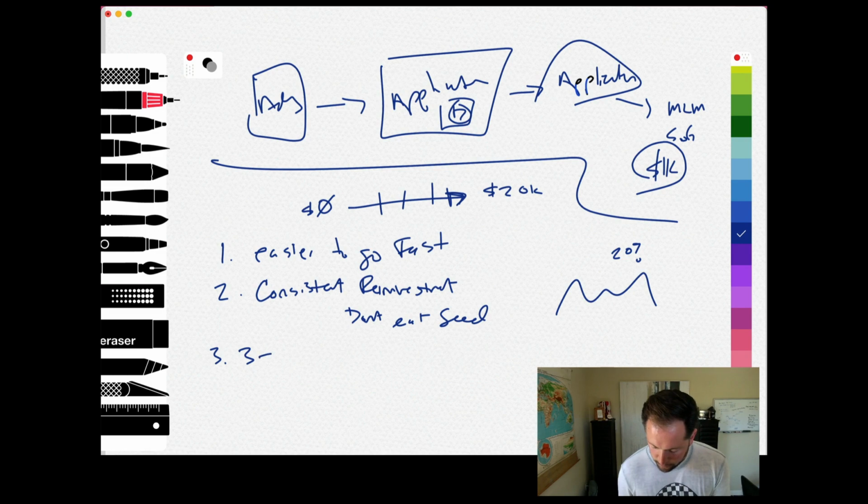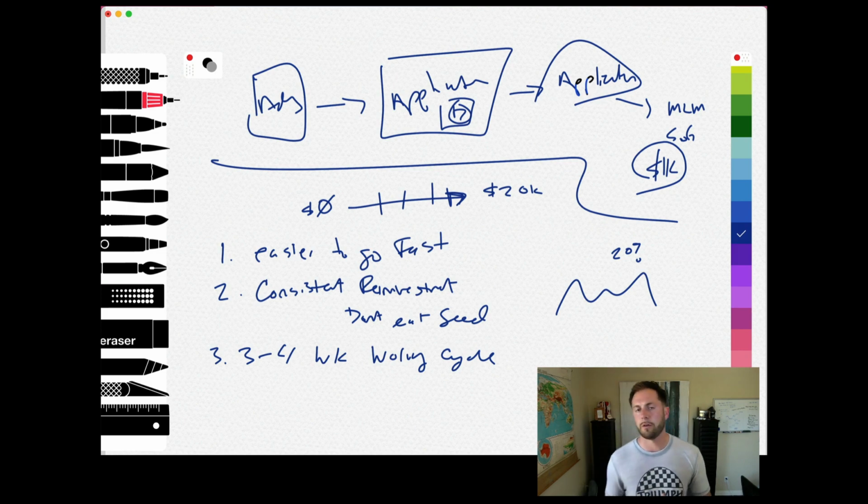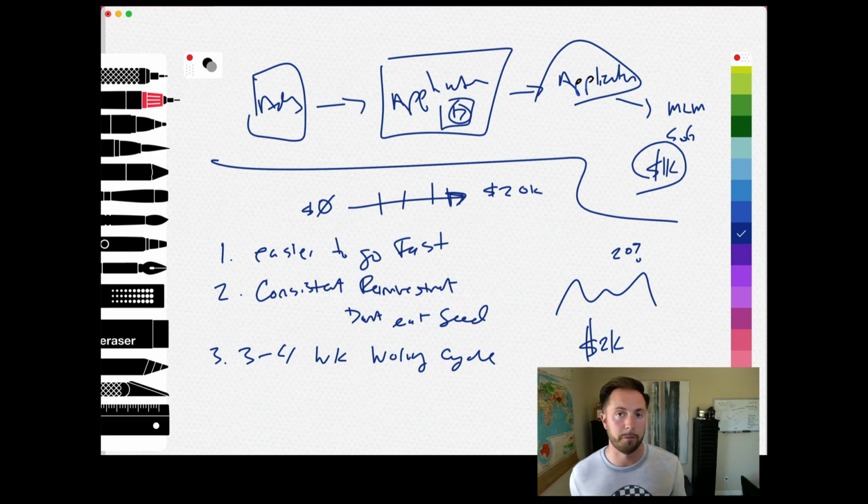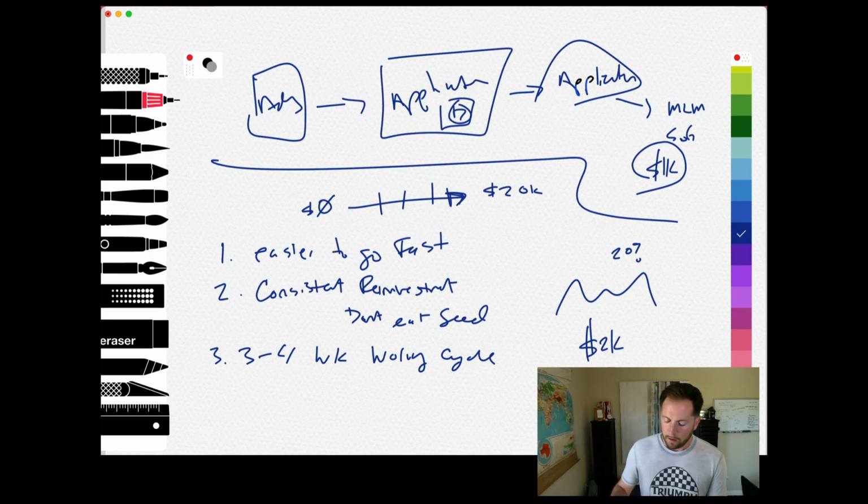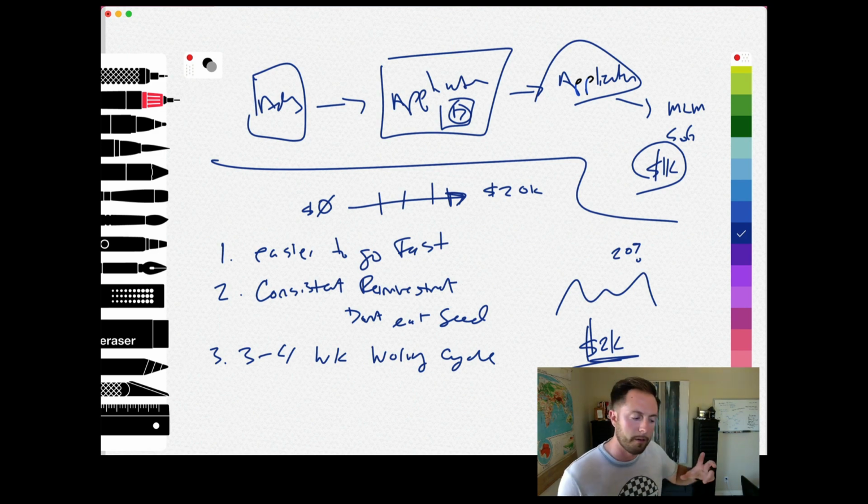Point number 3 is a 3 to 4 week working cycle. So most people on our team can hit their goals if they're spending $2K a week on ads with conversion rates, things like this in place. They can make about $20,000 to $24,000 a month in profit. So they need to have about 3 to 4 weeks of that, $6,000 to $8,000 total, in reserve, a working cycle.